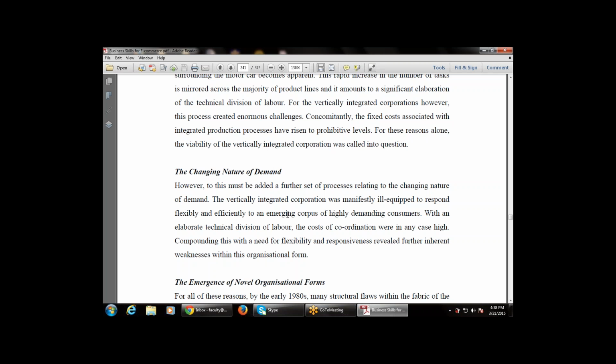So if there is a technical division of labor, the cost of coordination is very high because every person is using technical supports, technical things.